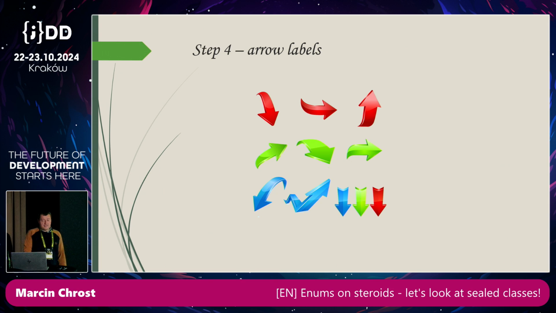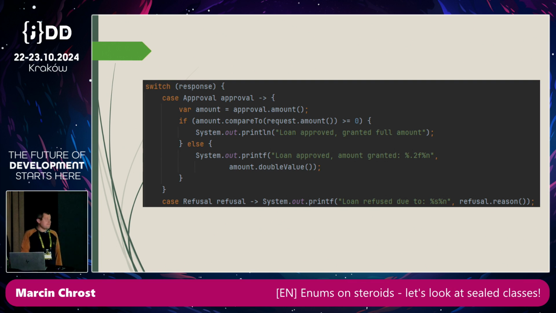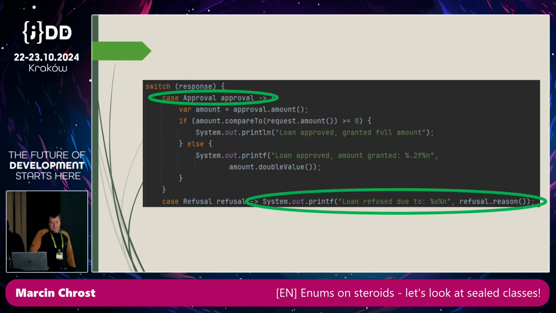And there's another thing: arrow labels in switch. With arrow labels, we can now write these branches more concisely, especially when we have one-liners to be executed. In the case of a multi-liner, like the approval, it's still much more readable, because we have the opening and closing blocks. So it's much cleaner to understand when this branch starts and when it finishes. With the one-liners, we can even get rid of the braces, so everything can be written on one line.